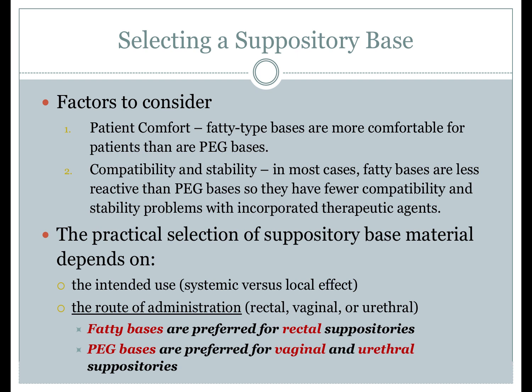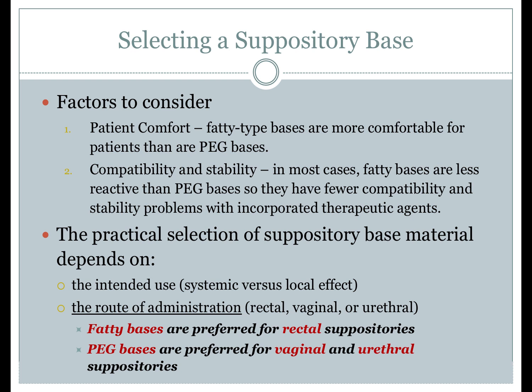This slide discusses how a pharmacist would decide and select the most appropriate suppository base to use in a formulation. There are at least 3 different factors that must be considered. The first would be patient comfort. Cocoa butter and Fattibase are much more comfortable for patients than Polybase, which can be irritating to local tissues. Second, cocoa butter and Fattibase are generally less reactive with incorporated drugs than is Polybase, and therefore have fewer compatibility problems. Third, if the purpose of the suppository is to deliver a drug for systemic absorption, Polybase is considered superior.